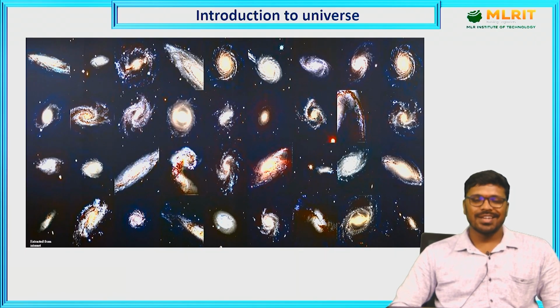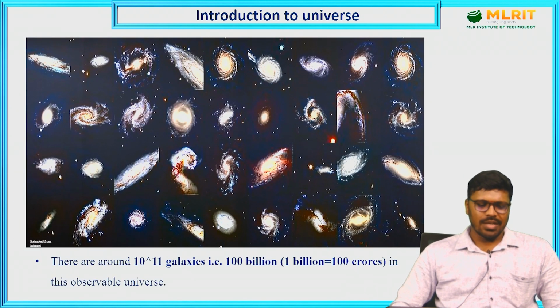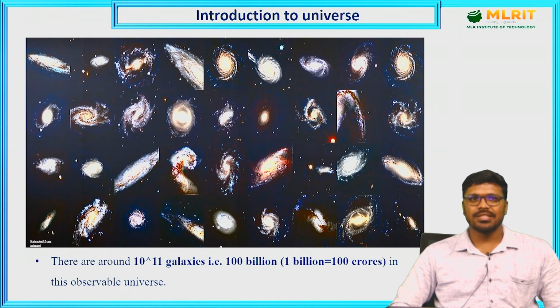Coming to the first one, introduction to the universe. The universe is actually endless. There is no starting and there is no end for the universe as we know. Coming to the observable universe which we know till now, there are around 10 to the power of 11 galaxies, that is around 100 billion galaxies. These are only whatever we found, and there are still so many which are not observable. So, there are just observable galaxies, around 100 billion galaxies.